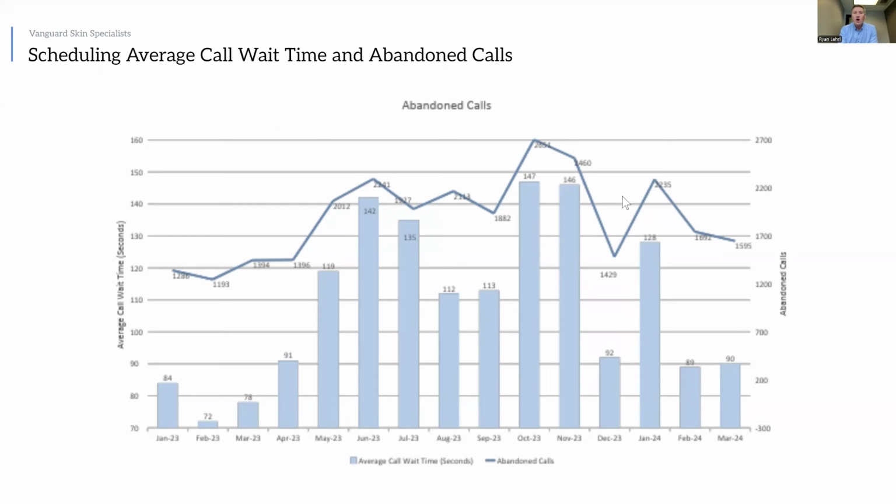What's my average call wait time? How many calls did I miss? This is not good data, right? This is typical data that practices have today. But the way that you want to look, or should be using this data, is, well, where are these calls coming in from? So it's fine that I'm missing calls, right?